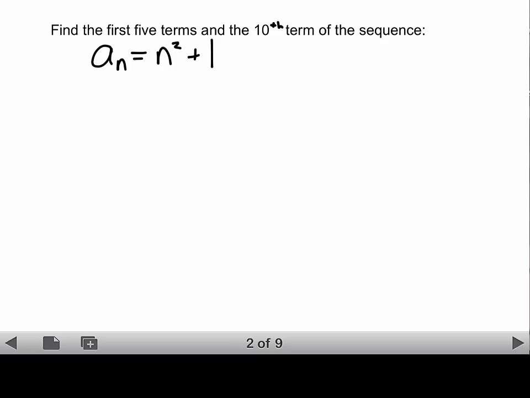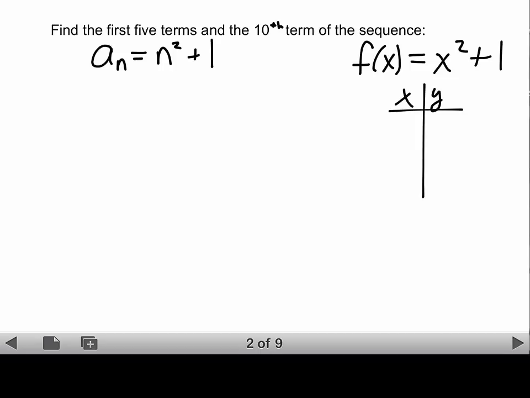Our first example is to find the first 5 terms and the nth term of this particular sequence. A sub n is equal to n squared plus 1. Like I said, it's just a different way to look at function notation. In function notation, we might see this as f of x is equal to x squared plus 1. And you're used to xy tables, where x is your set of inputs, and y is your set of outputs. The only difference is in a sequence, the inputs start with 1 and increase by 1 each time.